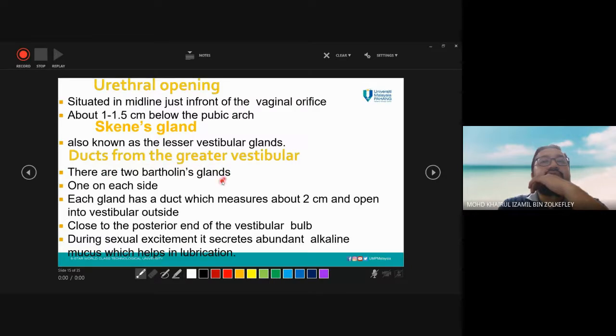Okay, and then we've got skin glands, also known as the lesser vestibular glands, and another one, ducts from the greater vestibula. Okay, ada two Bartholin's glands, ada dalam tu, one on each side. Each gland has a duct which measure about 2 cm and open in the vestibula outside. Kita nampak lubang untuk pelincir tu keluar lah, atau untuk apa, duct ni adalah daripada gland, ada duct macam laluan, okay, daripada laluan tu akan keluar cecair-cecair tersebut lah. Okay, close to the posterior end of vestibular bulb. During sexual excitement, it secretes abundant alkaline mucus which helps in lubrication. Okay.